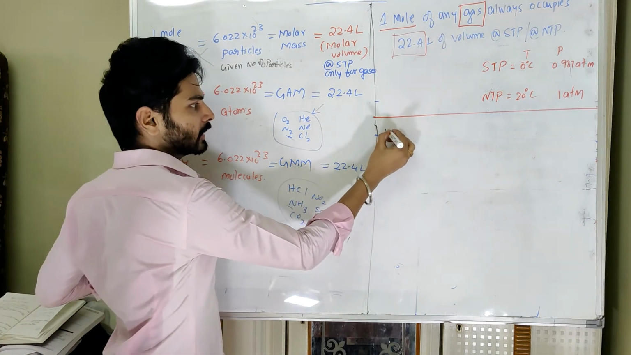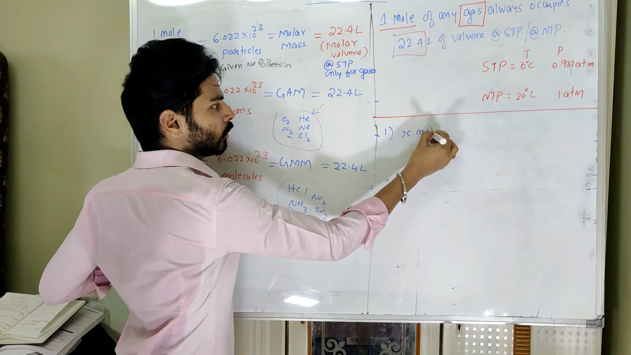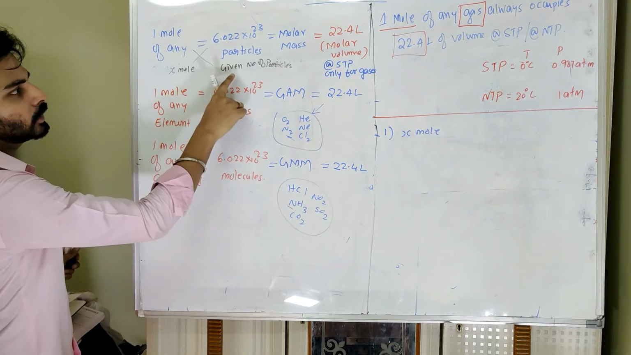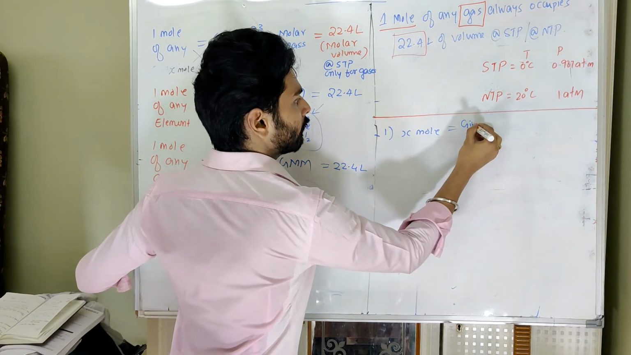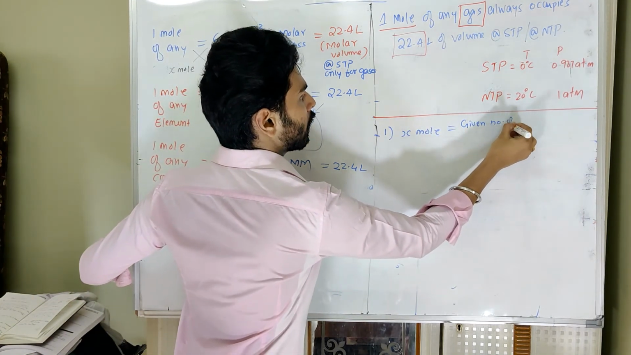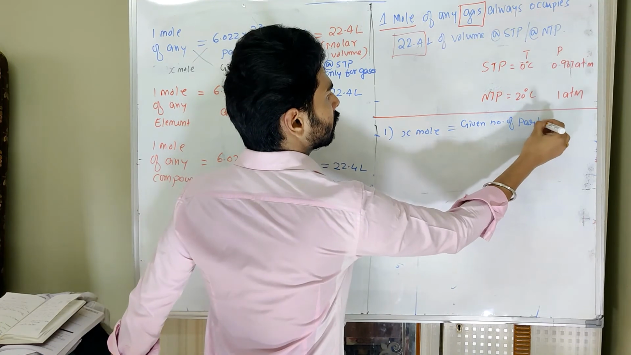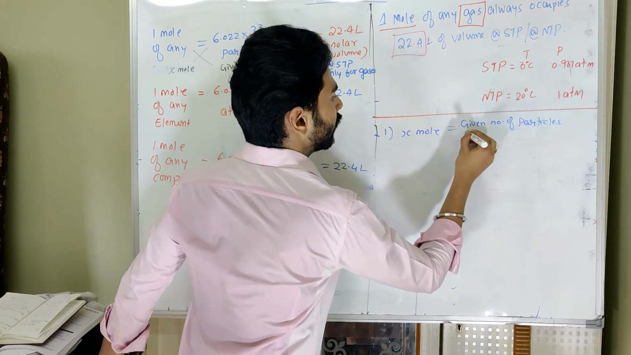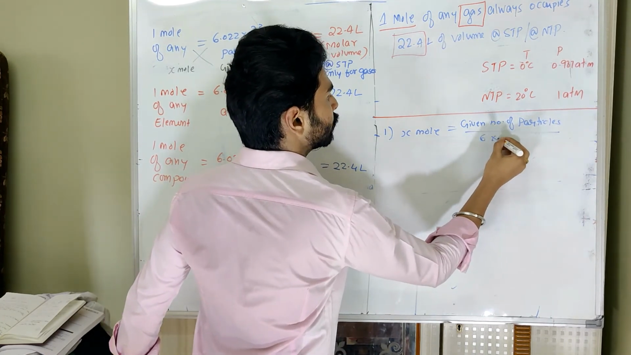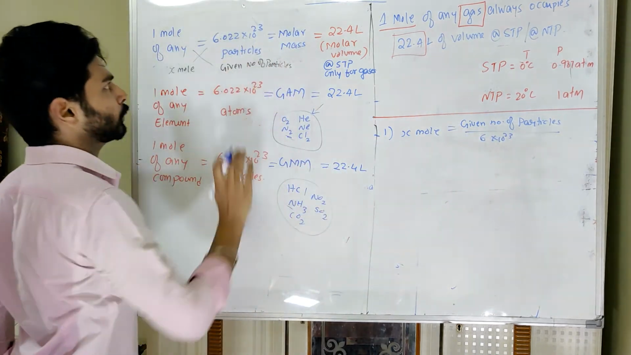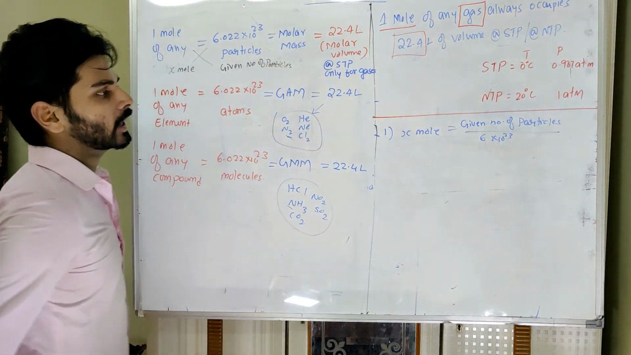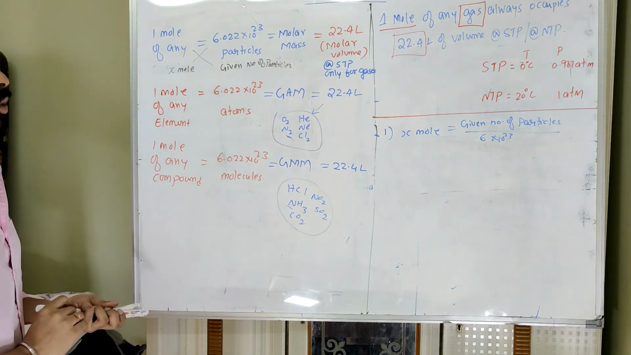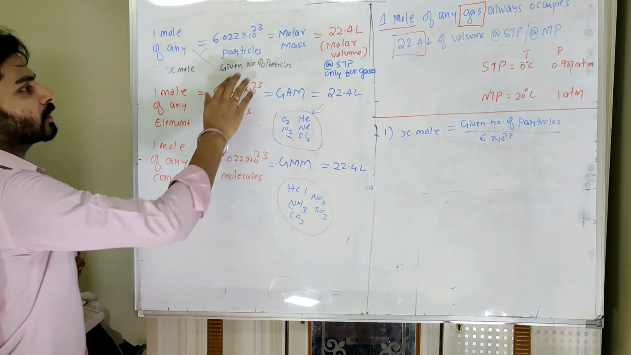Then I will get a formula, that is x mole equals given number of particles into 1, divided by 6 into 10 raised to 23. You can take 6.022 into 10 raised to 23 also. So this is how we can calculate mole from any given random number of particles.